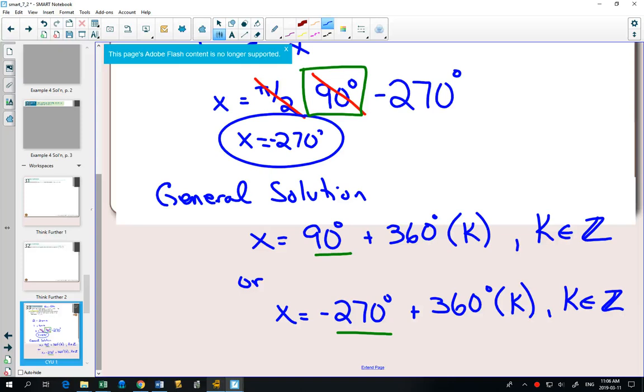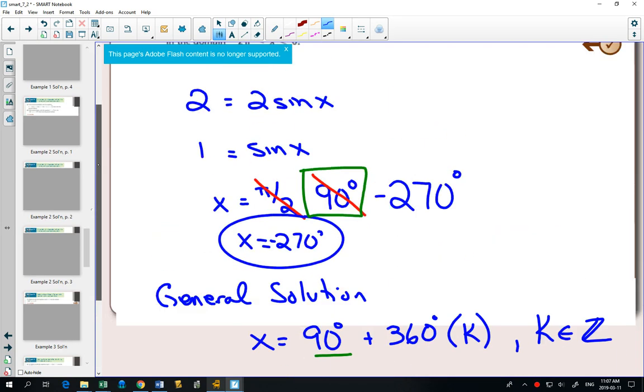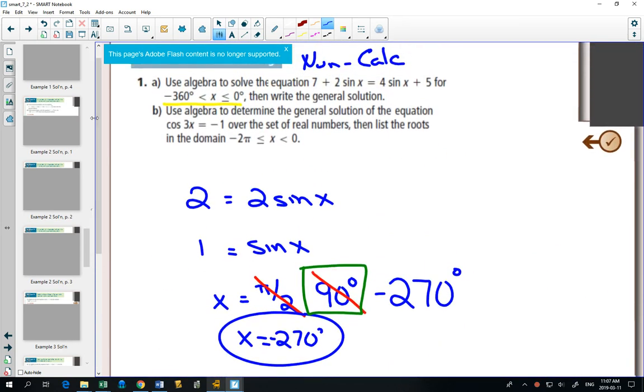Now, the only reason the textbook might have the negative 270 is because in part A, they led you to that answer, so they might put that answer in as the answer to the second part. All right, question, part B. Completely different question, so I'll take it to a new page.